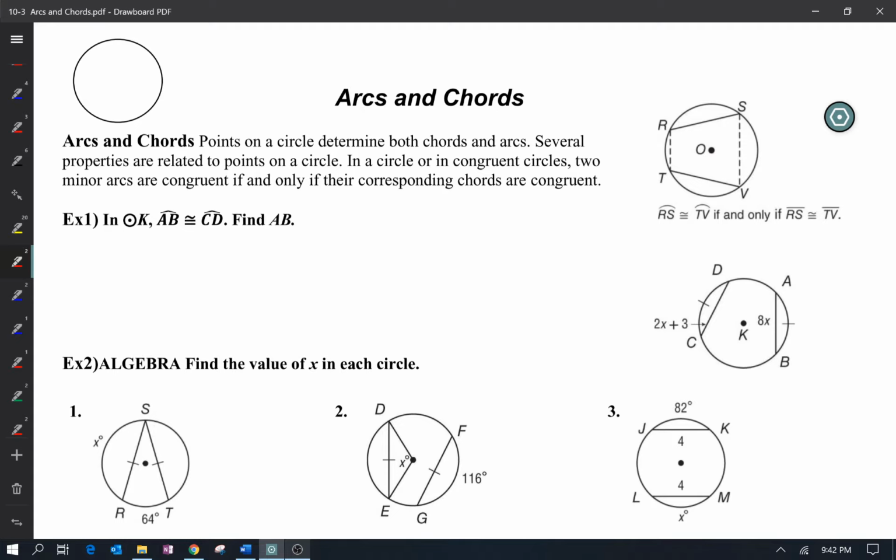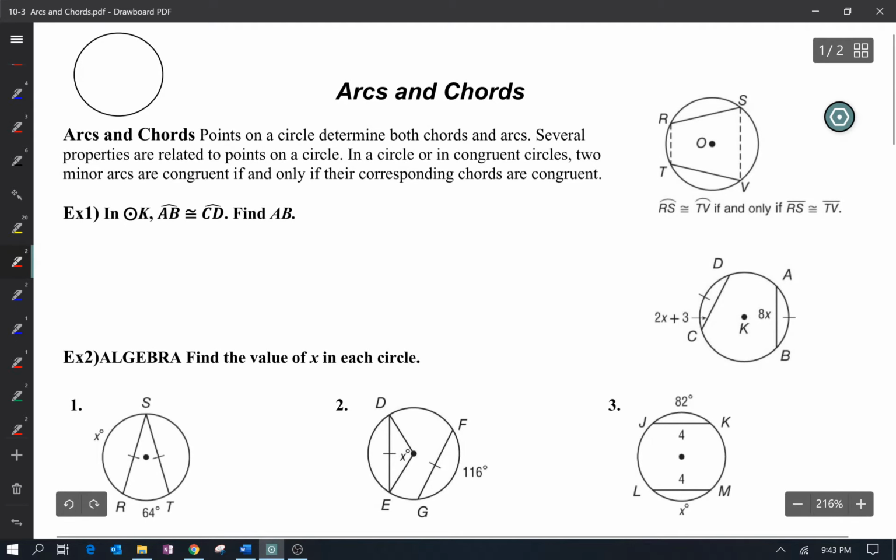Nothing really that difficult about this. Couple things that you have to learn before we get started. Let's not forget, in the previous lesson we talked about chords, right? So RS is a chord in this problem right here. RS is a chord and TV is a chord. There's other chords there. But a chord is just a line that connects 2 points on a circle. And there's a special chord called the diameter. It's the longest chord that you can draw inside of a circle.